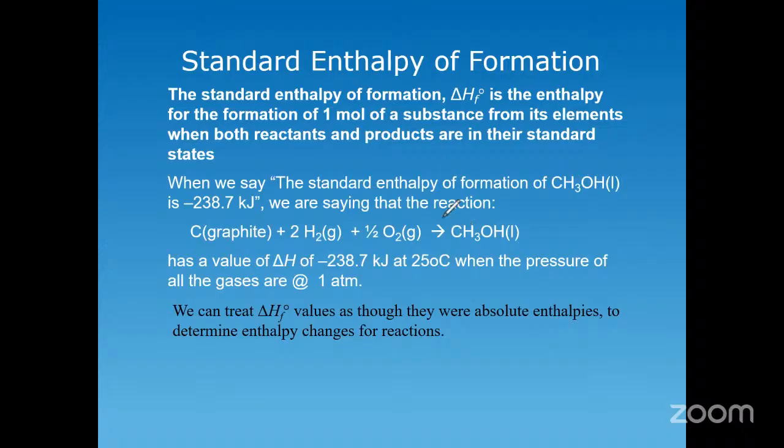The coefficient for the methanol is fixed at 1, and you balance the rest of the equation based on that, right? So that's why you notice that there's a half O2 here, because there's 1 O on this side. In order to make sure that the oxygens are balanced, you have half O2. You still have a coefficient of 1 here, and you balance the other elements as well. And it turns out that for this equation, the enthalpy of formation of methanol is minus 238.7 kilojoules, right? So that's basically how you get the enthalpy of formation.